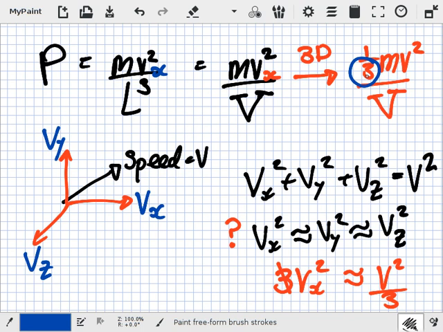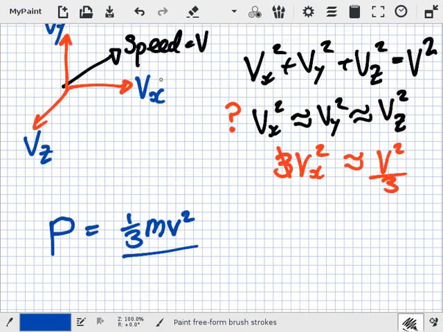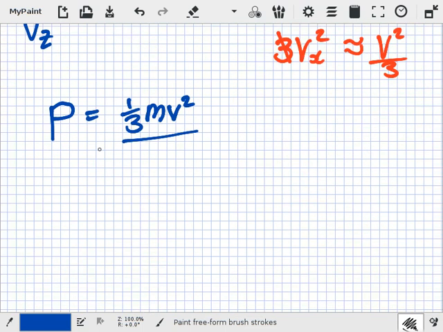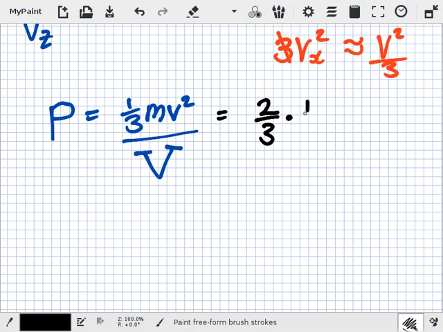Continue down? Yeah? So we now so far have this formula. Pressure equals 1/3 m speed squared over volume, wasn't it? Now, what I'll do is I'll just change this into 2/3 times a half. What's 2/3 times a half? It's 1/3, which is actually the same thing as that.